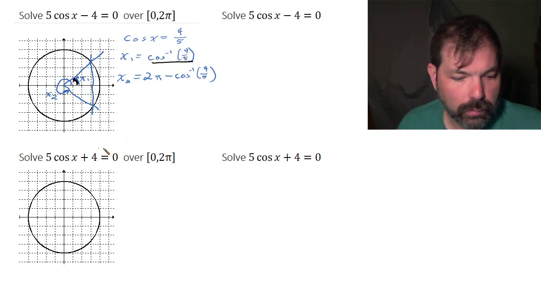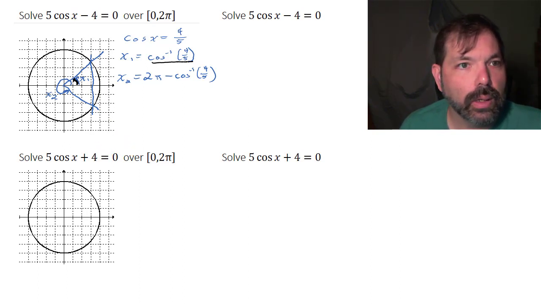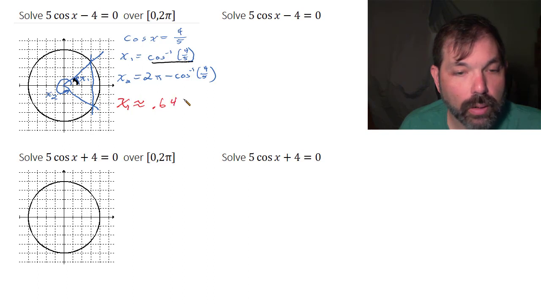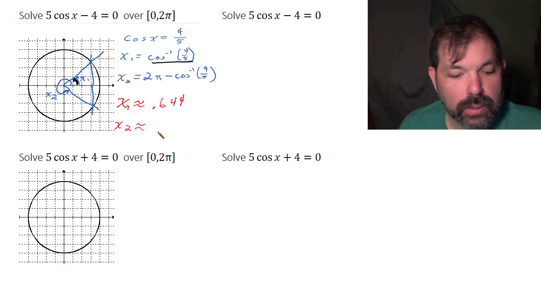So using my calculator here, I have that x1 is approximately 0.644 radians. x2 is approximately 5.640. Again, those are approximations.